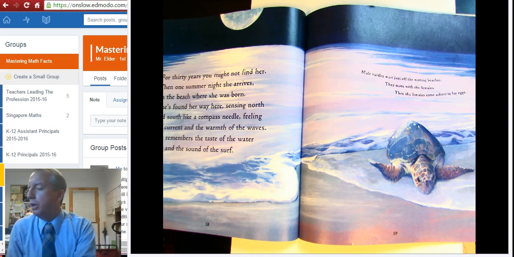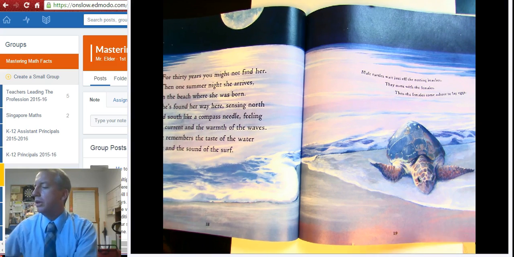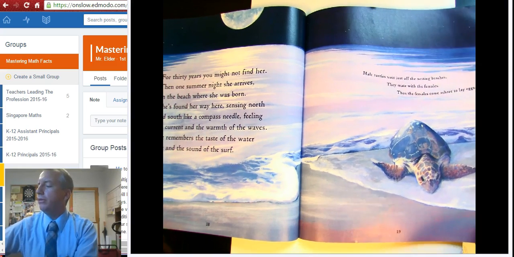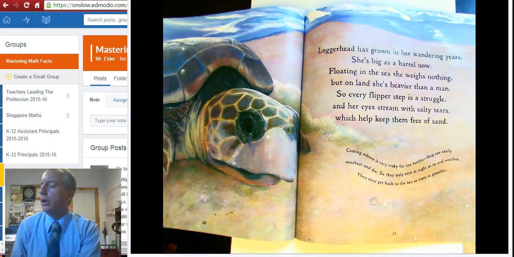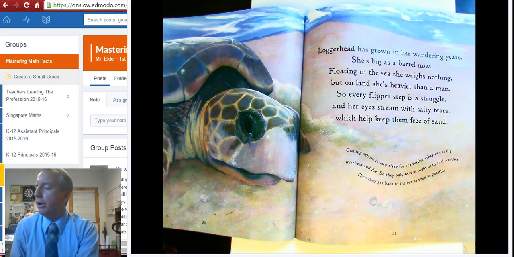Male turtles wait just off the nesting beaches. They mate with the females, and then the females come ashore to lay their eggs. Loggerhead has grown into her wandering years. She's big as a barrel now. Floating in the sea she weighs nothing.